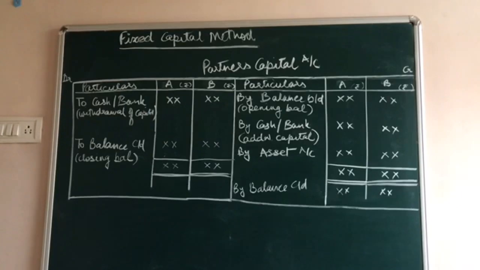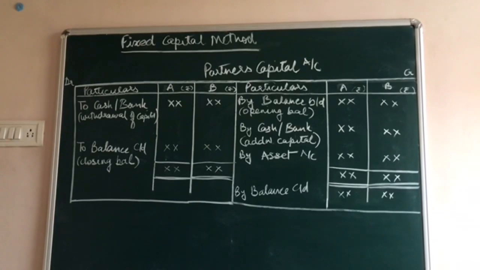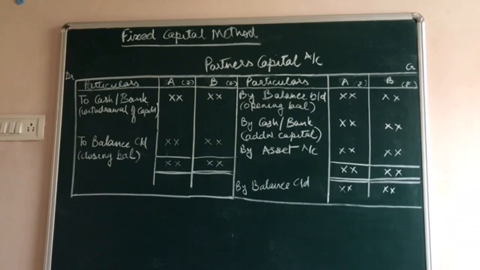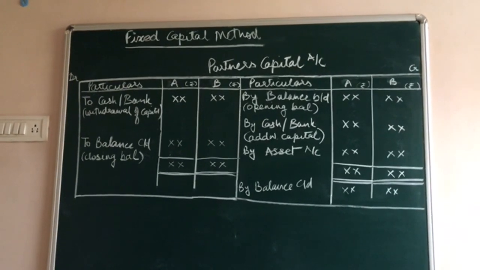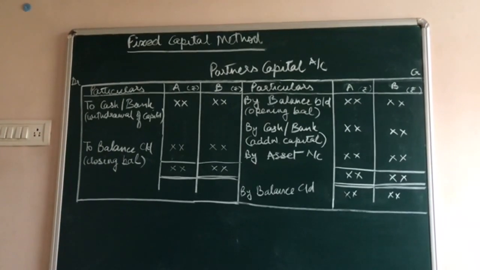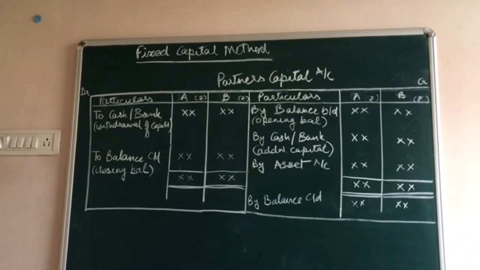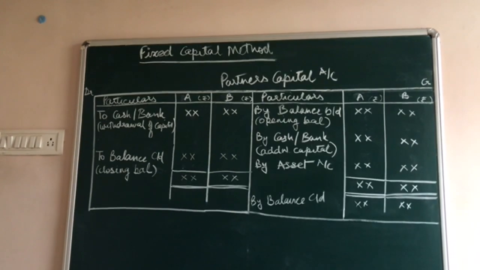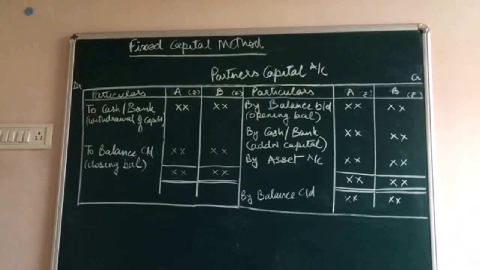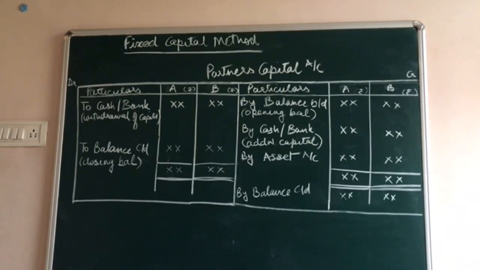Now you can see partner's capital account by balance brought down, that is the opening balance, by cash bank, that is additional capital got in cash, by asset, when the additional capital is got in form of some fixed asset. See on the debit side, to cash bank, that is withdrawal of capital, and to balance carried down, that is the closing balance. Now suppose there is no withdrawal of capital or additional capital, then the opening balance and closing balance will remain same. All other adjustments such as partner's salary, remuneration, interest on drawings, interest on capital, all that will not be mentioned in partner's capital account. All that will go to partner's current account.